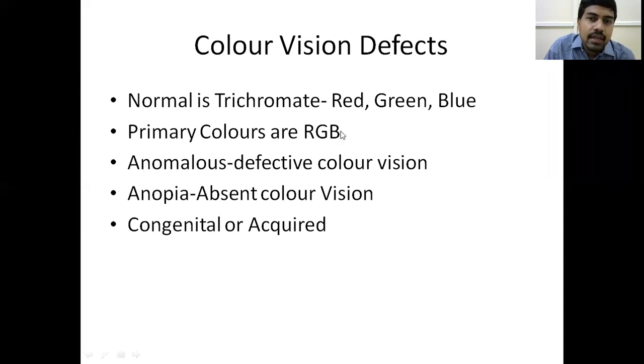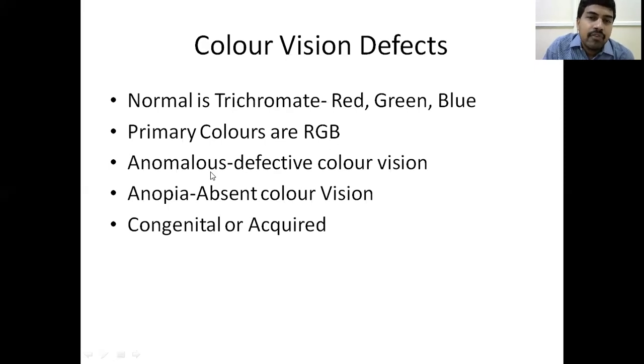So any individual, any normal person is able to see all these primary colors, red, green and blue. So he is known as a trichromate. So a trichromate is a normal person able to see all the 3 colors. So now there are secondary colors, that is magenta, cyan and yellow. They are the secondary colors which are formed due to mixture of red, green and blue. So normal person is a trichromate. He is able to see red color, green color and blue color.